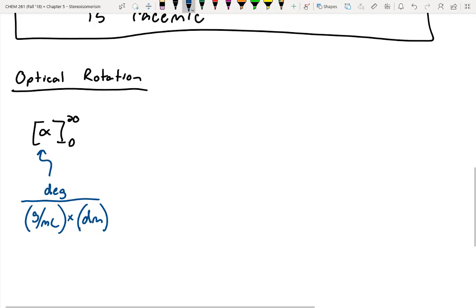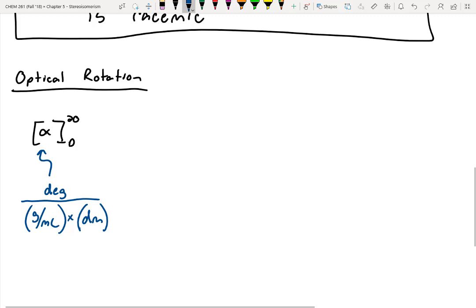So the numerator is going to be the degree of rotation of your plane polarized light. In your denominator, you've got your concentration times the path length. It's the only time I've ever seen decimeters used in practice. I don't know why they didn't use centimeters or meters, but it's just standard practice. So those are the units.